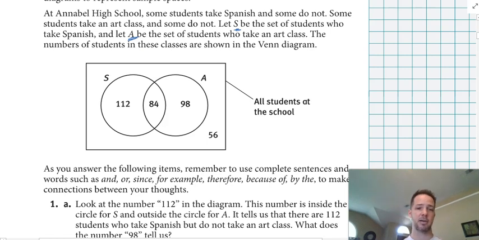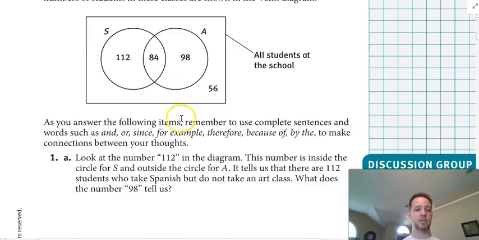It's called a Venn diagram because there are some overlapping sections here. So we can see there's some that are only in the circle for S and not in the circle for A. There's some that are in both circles. Same thing over here. And there's some that are in neither one of them. Maybe that represents students that aren't taking Spanish and aren't taking art. They're neither one of those classes. So then let's make sure that we fully describe these situations as we answer these using complete sentences.